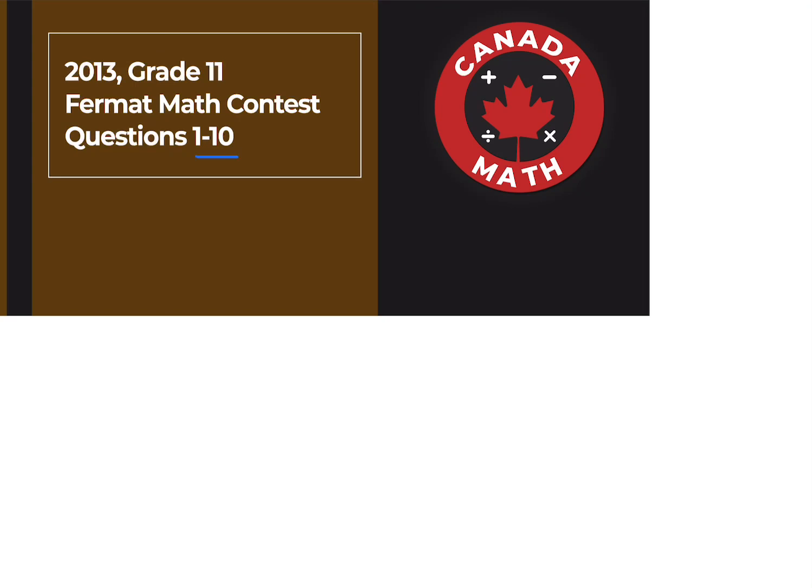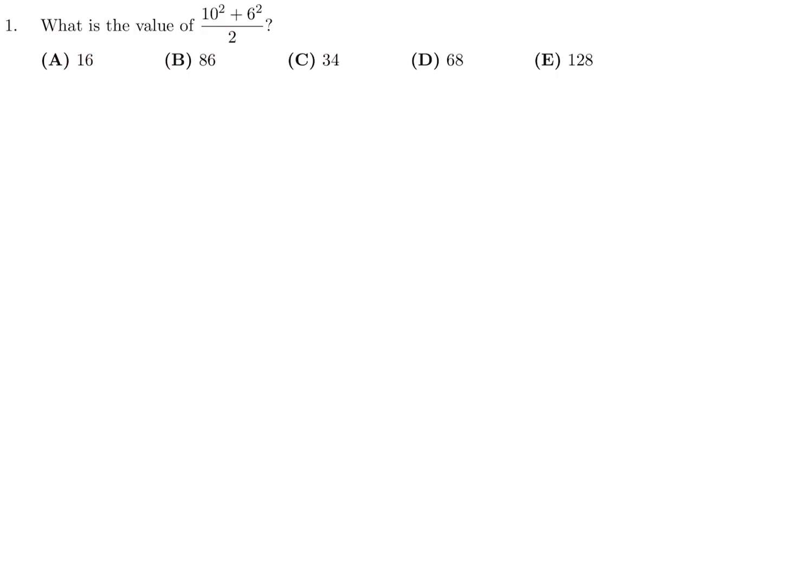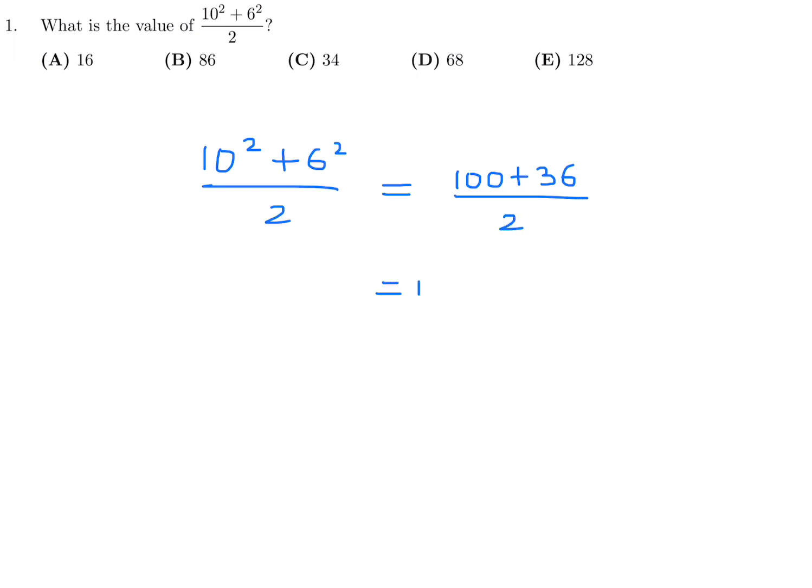Questions 1 through 10 on the 2013 Grade 11 Fermat Math Contest. What is the value of 10 squared plus 6 squared over 2? 10 squared is 100, 6 squared is 36, divided by 2. So that is 136 over 2, and that equals 68. So number 1, the answer is D.